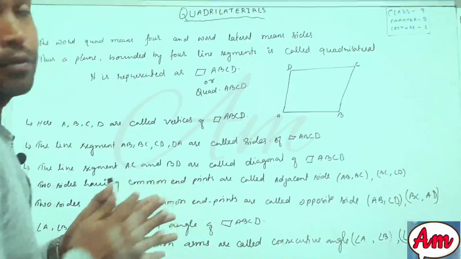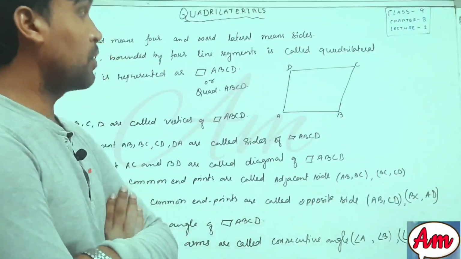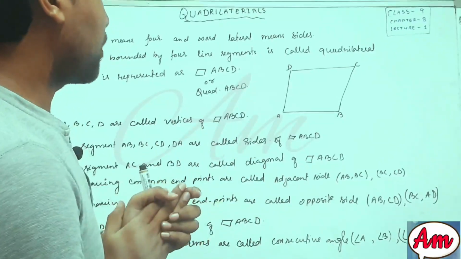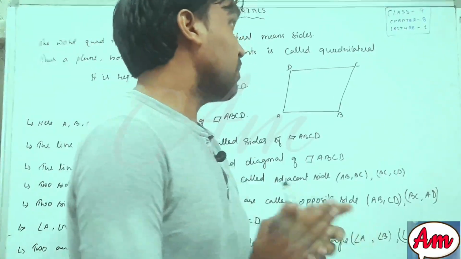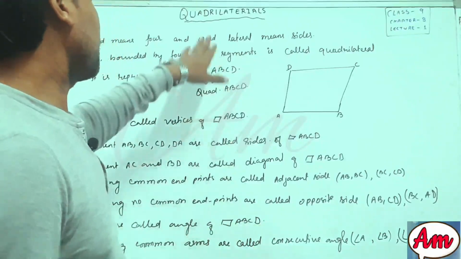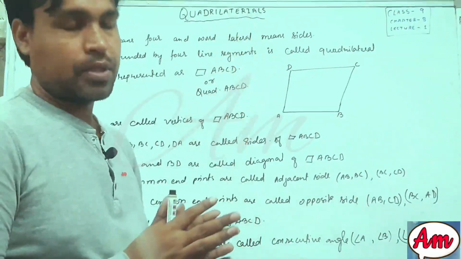Very good afternoon, and in today's video we are going to start Chapter 8, Class 9, Lecture 1. The name of the chapter is Quadrilaterals. We are going to start today.